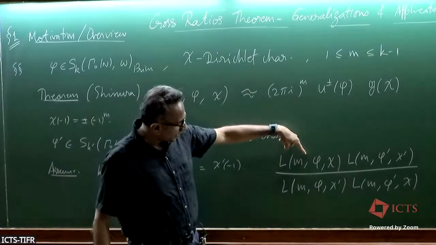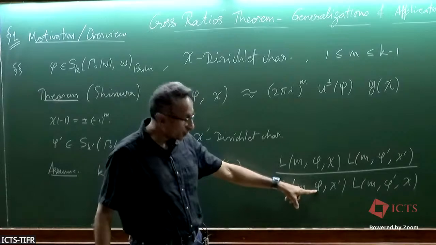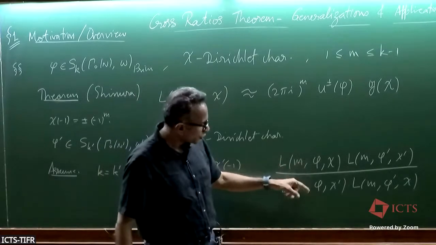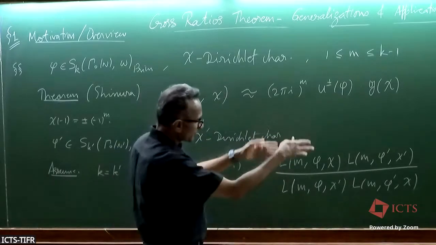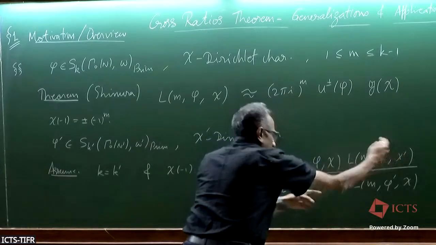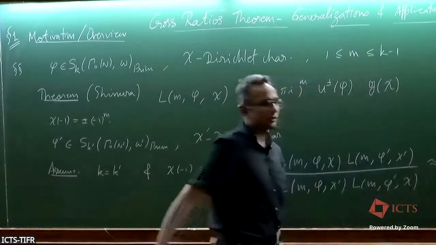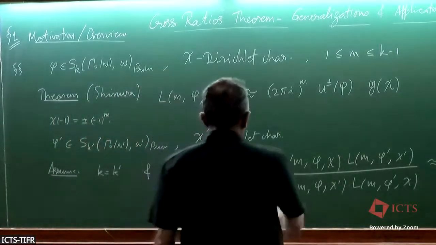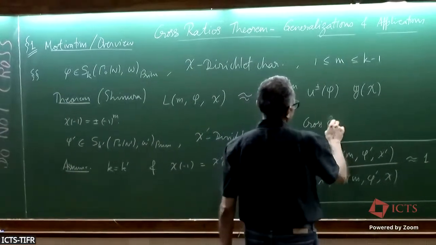In this L value, let's say if a period plus showed up, then the same period plus is going to show up for this L value because it's the same m and the parities of chi and chi prime are equal. So the period plus will cancel. And likewise, for the period of phi prime, they're going to cancel. The Gauss sums are going to cancel. The Gauss sum of chi coming from this L value and that L value, they will cancel. Gauss sum for chi prime is going to cancel. 2 pi i's are going to cancel. This entire thing is algebraic. It lives in the field predicated by phi, phi prime, chi, and chi prime. This is the simplest non-trivial example of the cross ratios theorem.